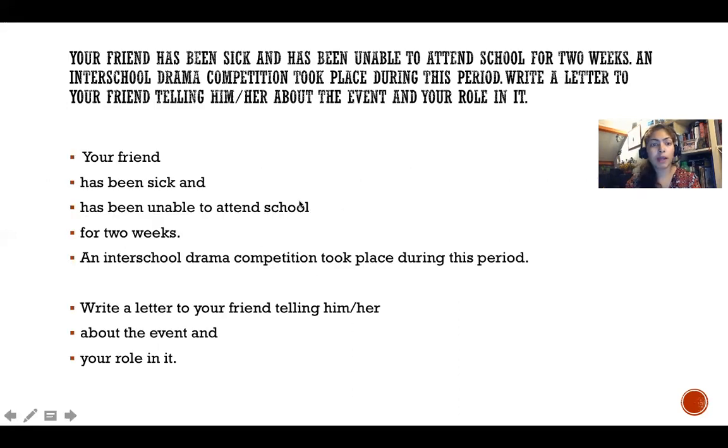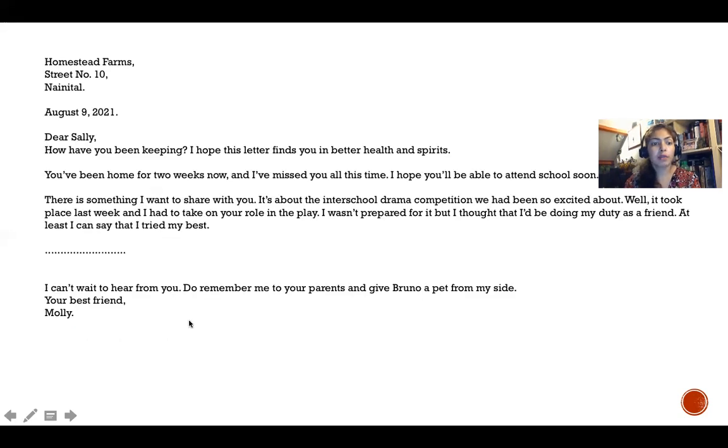If you look back, I have mentioned, of course, my friend Sally, she's been sick. She's not been able to attend school. And I've mentioned the 2 weeks here. Then I start off with the second paragraph of the body. There is something I want to share with you. It's about the inter-school drama competition we had been so excited about. Well, it took place last week and I had to take on your role in the play. I wasn't prepared for it, but I thought that I'd be doing my duty as a friend. At least I can say that I tried my best.